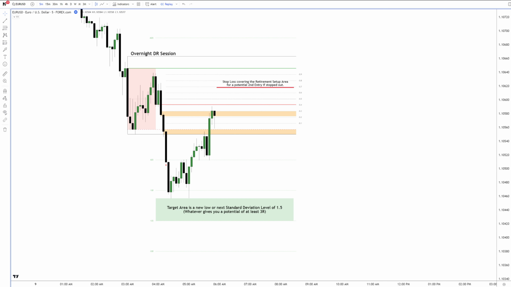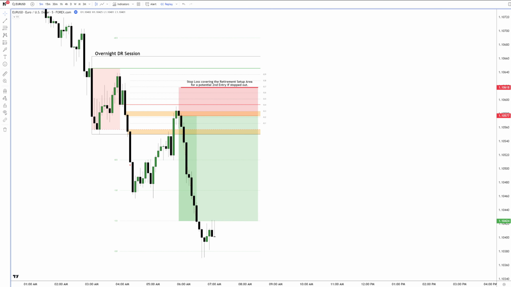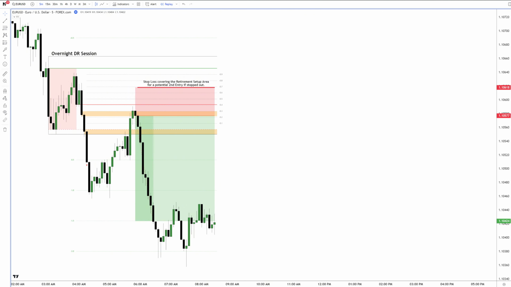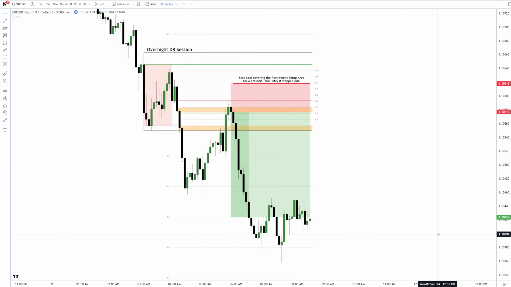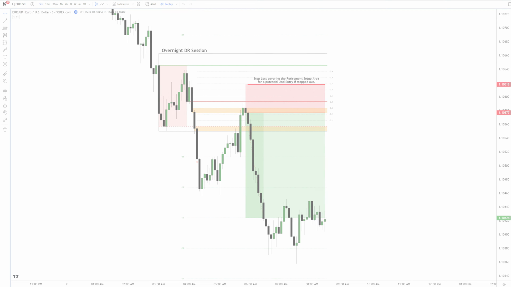As for the target, you can either aim for a new low or the next standard deviation level, whichever gives you at least 3 Rs. This was a beautiful trade opportunity with plenty of confluences lining up. It also highlights the importance of using the currency futures chart as an additional layer of analysis. There are often hidden gems to be found there that can significantly boost your confidence in the setup.